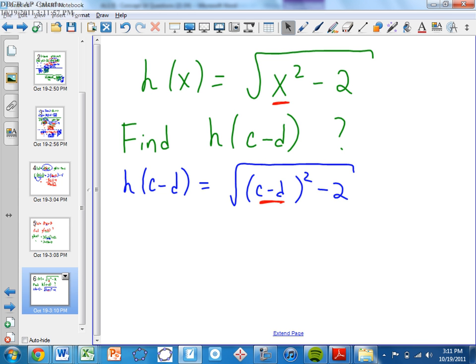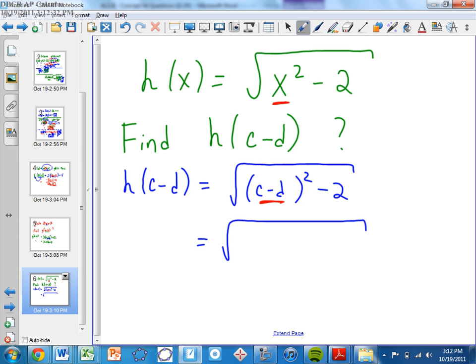Make sure your first step is correct, and then from there you can continue if you'd like. Again, the original function had an x in it. That x was replaced with c minus d. So look at the original function, replace that x with c minus d. Now, the common mistake here would be to see a square and a square root and try to cancel. You cannot do that because there's a subtraction, which means these are addends. You would need factors.